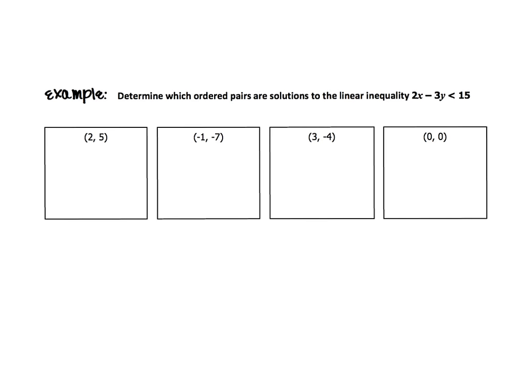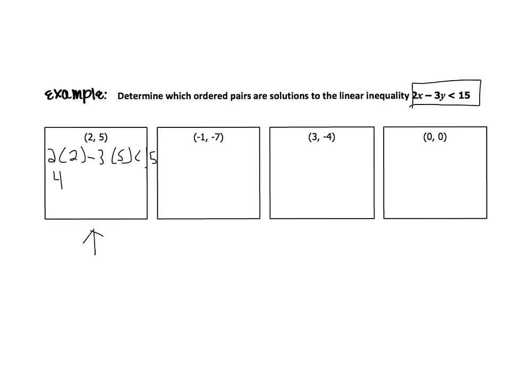Okay, so we're going to just practice here. We're going to determine which ordered pairs are solutions to this linear inequality right here. So let's just look at this first one. Let's look at 2, 5. So 2 is my x value, so let's plug in that 2 where the x goes. So 2 times 2, and then minus 3 times 5. And all of that needs to be less than 15 if 2, 5 is a solution here. So let's see if it is.